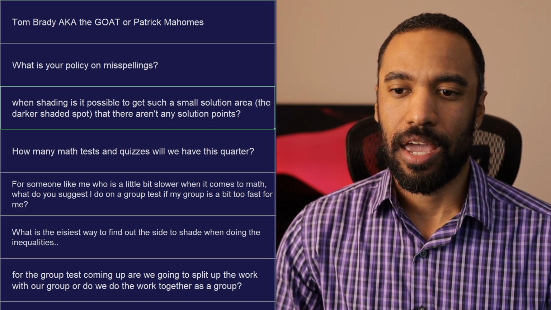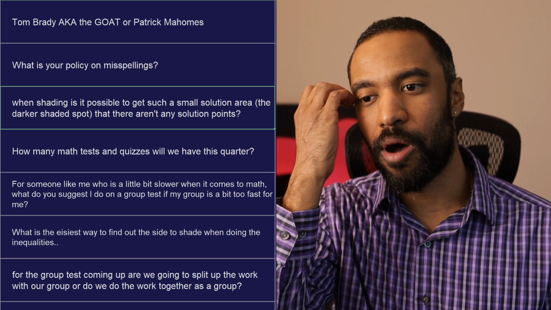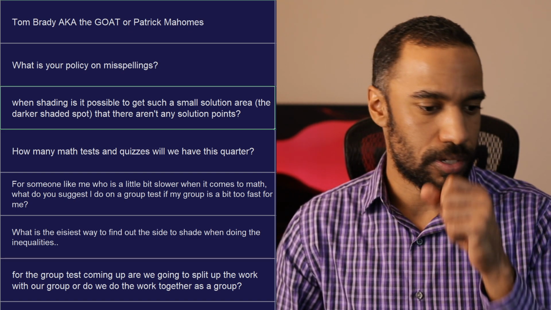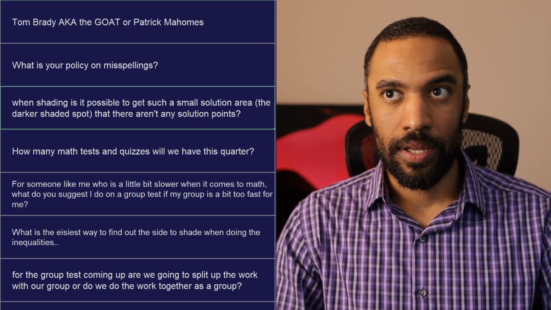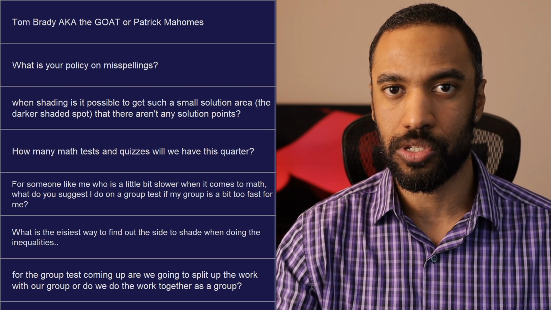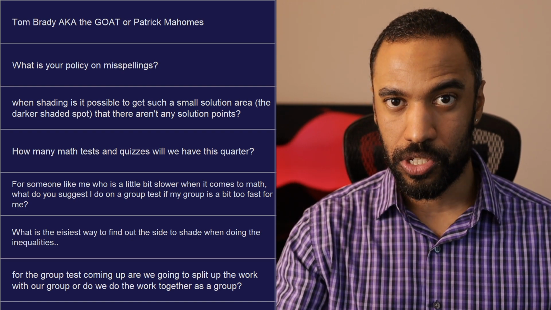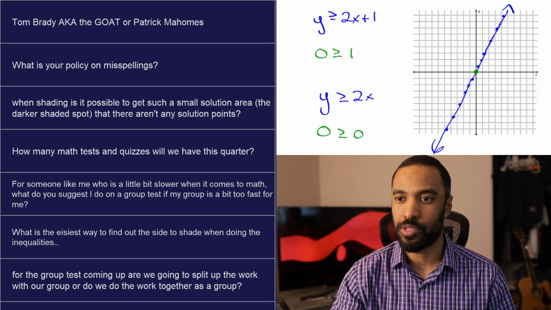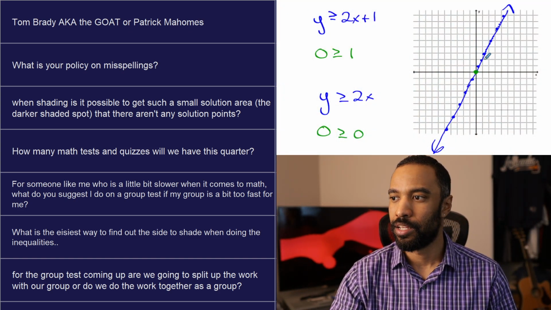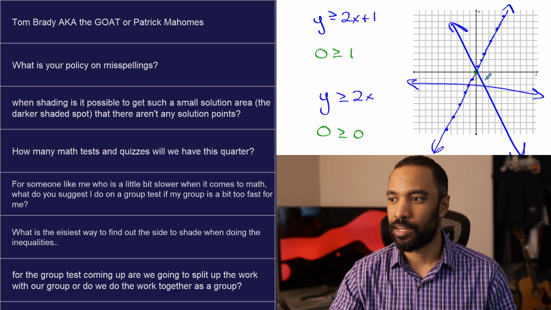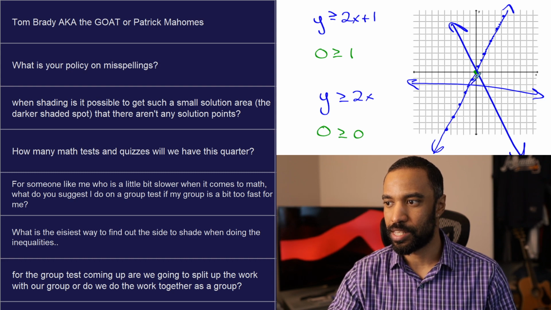That's all. Okay, when shading, is it possible to get such a small solution area, the darker shaded spot, that there aren't any solution points? Well, no. When you're saying the darker area, I assume that you're referring to the solution to the system of inequalities, the overlapping shaded region. So if I'm using this line here, and let's just use them all blue, and this line here, and this line here, and it's greater than this, and less than this, and less than this, then here's the overlapping shaded region, and it's a triangle.